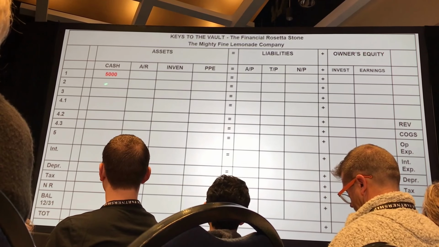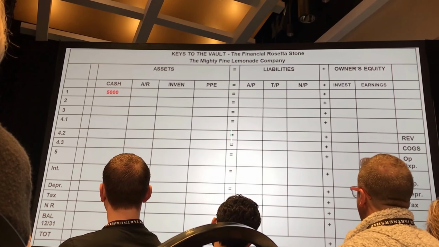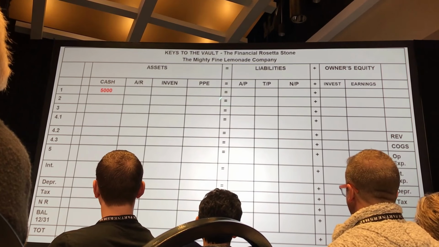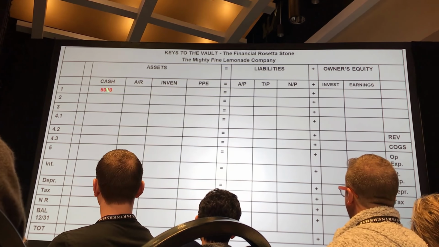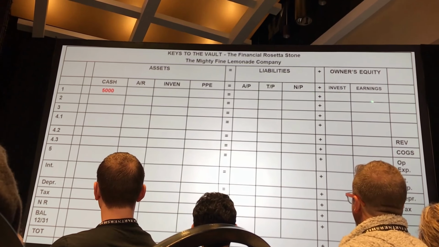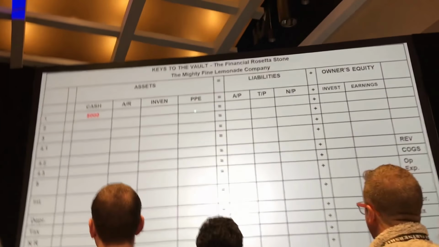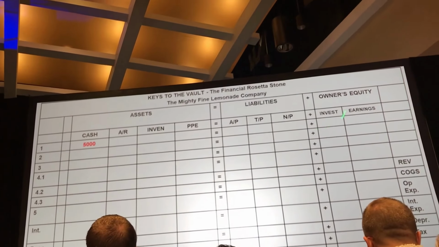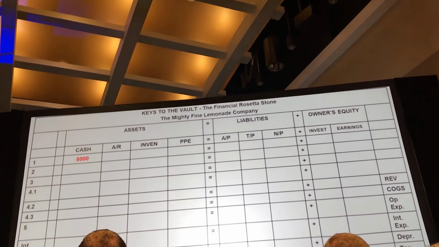Well, good. So I got 5,000. Now, take a look at this. Here's the equal sign. This is a balance sheet, so it has to balance. The left-hand side has to equal the right-hand side. Right now, the left-hand side just went up by 5,000, and there's nothing on the right-hand side. So I asked the question, where did that money come from?